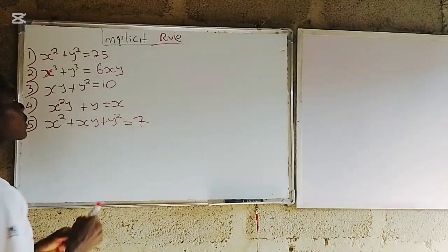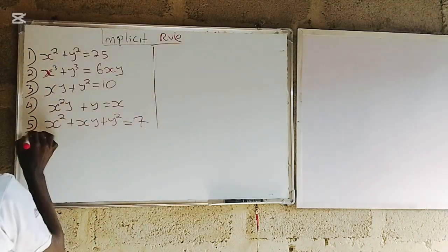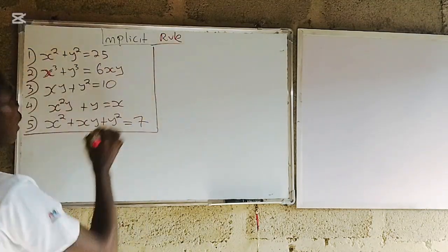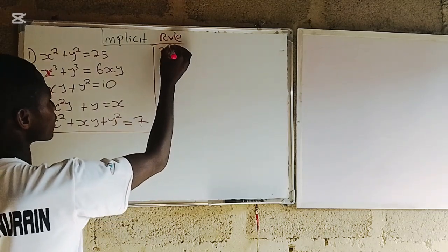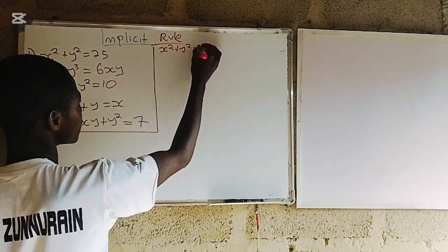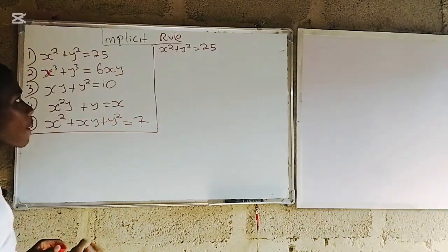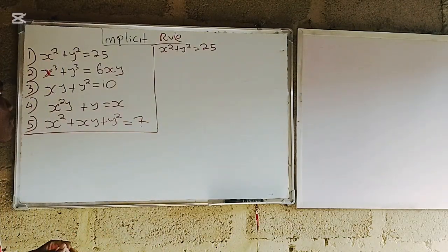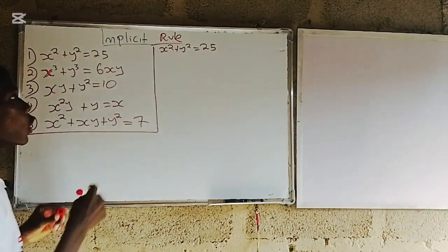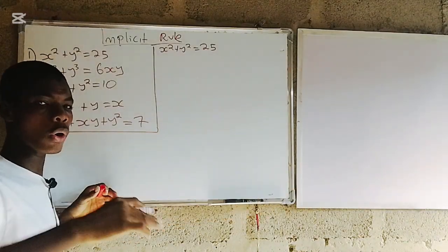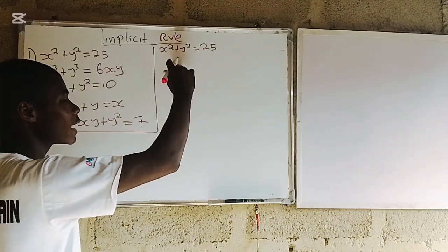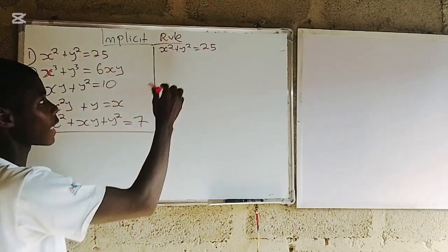For the first question, it says that x squared plus y squared is equal to 25. So how can we solve this problem using the implicit rule? Using this implicit rule, you have to differentiate the whole term, including the right hand side and the left hand side.